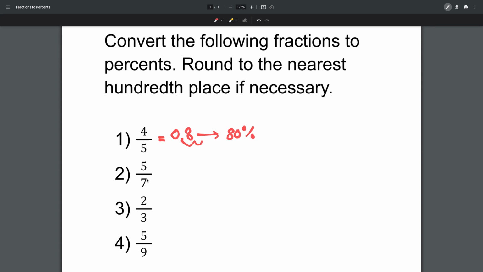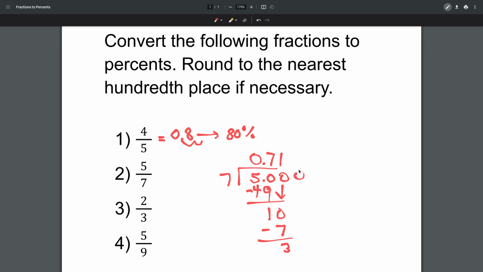Okay, the next one we have 5/7. Let's first convert it to a decimal. So we'll do 5 divided by 7. 7 doesn't go into 5. We'll put a 0 here, make it 5.0, put our decimal here. 7 goes into 50 7 times. 7 times 7 is 49. 50 minus 49 is 1. We'll add a 0, bring it down. 7 goes into 10 once. 1 times 7 is 7. 10 minus 7 is 3.